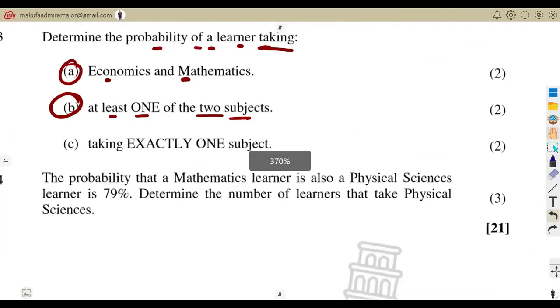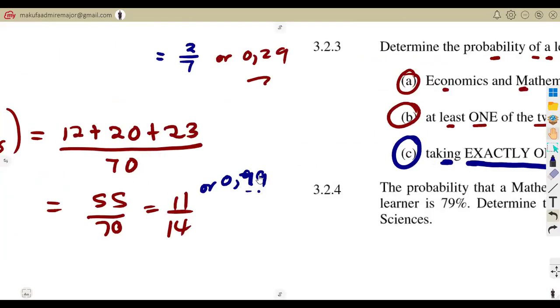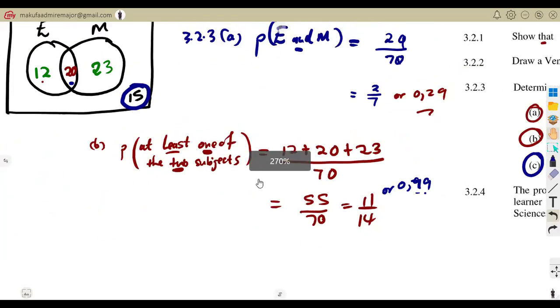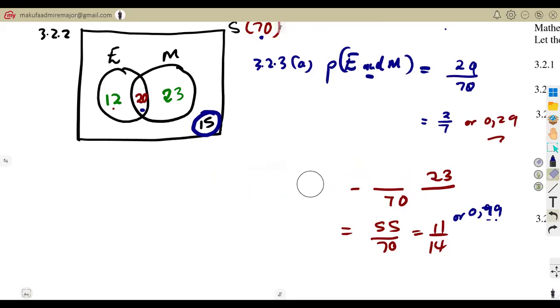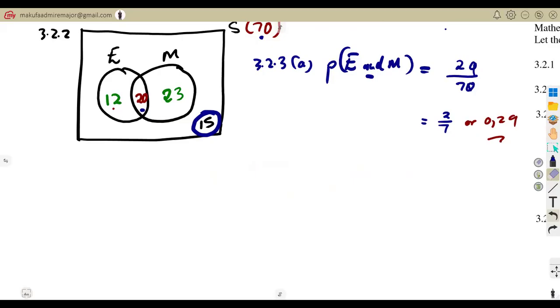Then the other one, the probability of taking, take note, exactly one subject. Exactly one subject. Which of these ones on our Venn diagram take exactly one? Whenever you have this type of question where we deal with exactly one, what does it mean? Okay, this was part C. Probability of choosing exactly one. So from them there, they even wrote this in upper caps. Exactly one subject.